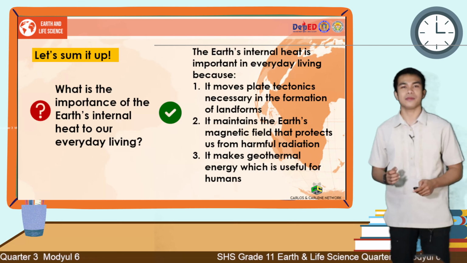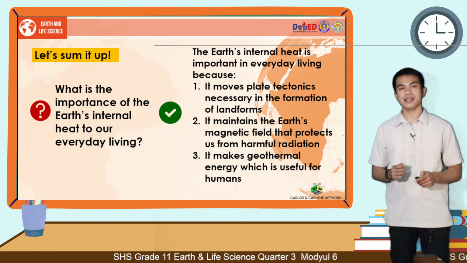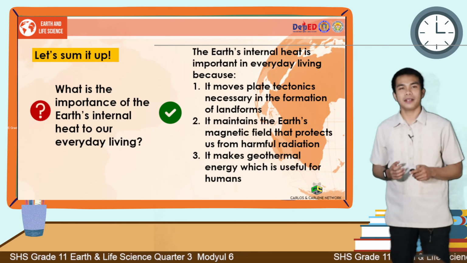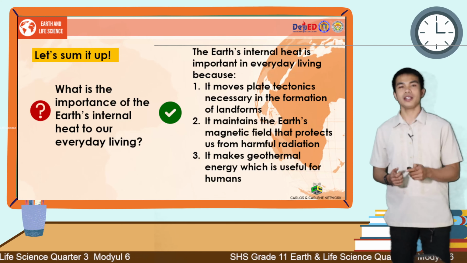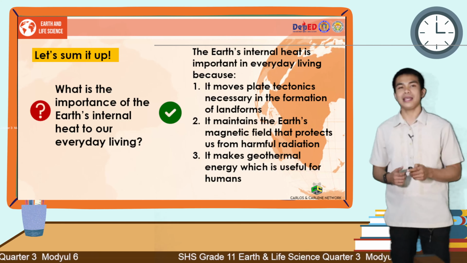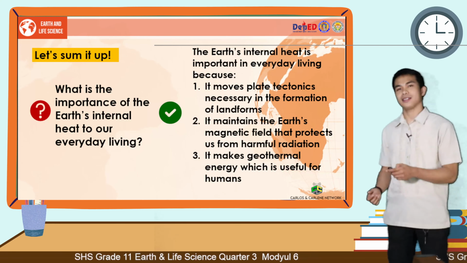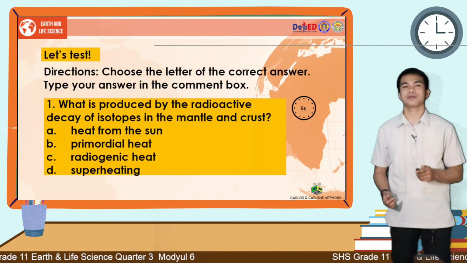The 3 M's. First, it moves plate tectonics necessary in the formation of landforms. 2, it maintains the Earth's magnetic field that protects us from harmful radiation. And then the third one, it makes geothermal energy, which is useful for humans. Okay, we all learned that.